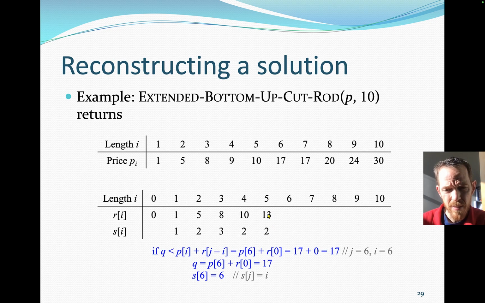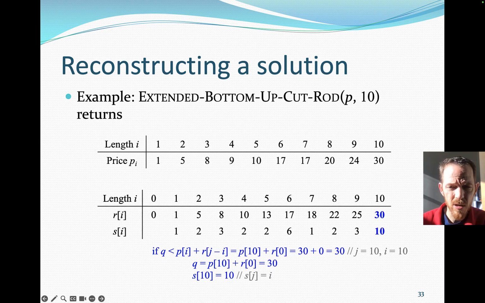Now for length 6, we don't find a better solution than just making no cuts. For 7, we quickly jump to length 6 and capitalize on that. Same with 8, and same with 9. But then 10, as mentioned earlier, is just no cuts, and that's maximum revenue. But now we have stored our first cut, and then we can quickly determine what the other cuts needed for that are. I hope you've enjoyed that.